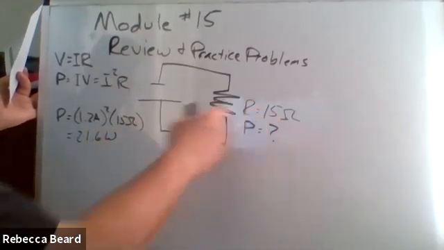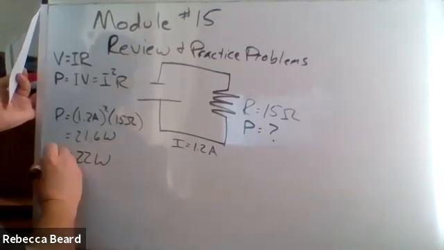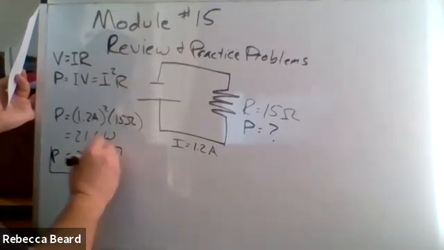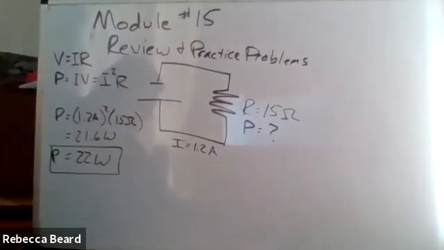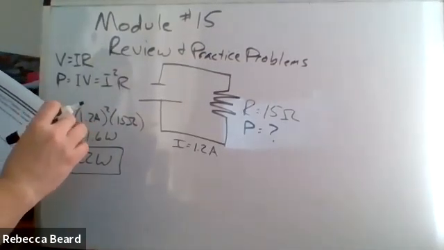We've got 2 significant figures, so we need to keep that. I've got 22 watts. The book gets 22 watts. Yay, they got it right. Always useful. And we are done with the first page of problems.